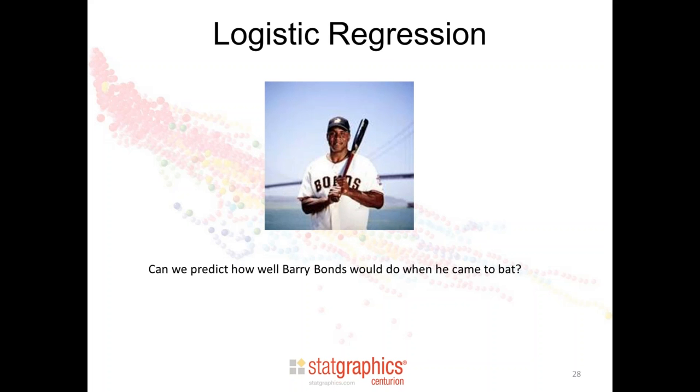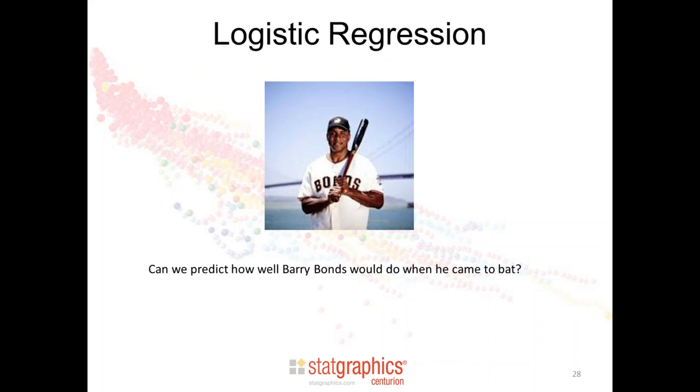I found an interesting data set also at the data archive of the Journal of Statistical Education on how well Barry Bonds did every time he came to bat in, I think it was, the year 2001. If you're not familiar with American baseball, Barry Bonds was a superstar around 2001, 2002, and holds many major league records. Unfortunately, his reputation was tarnished quite a bit when they started investigating the use of steroids, so he's actually not currently in the Hall of Fame because of that.